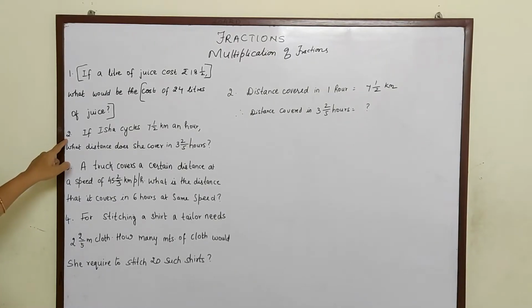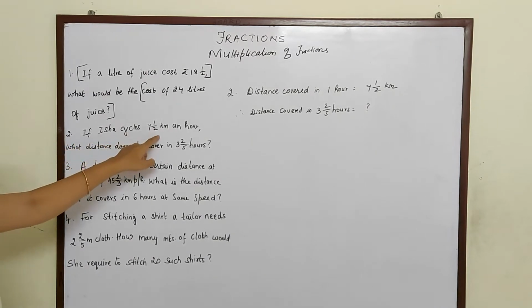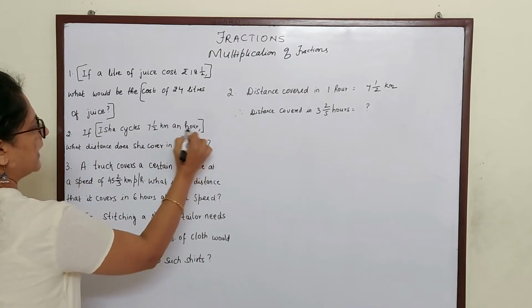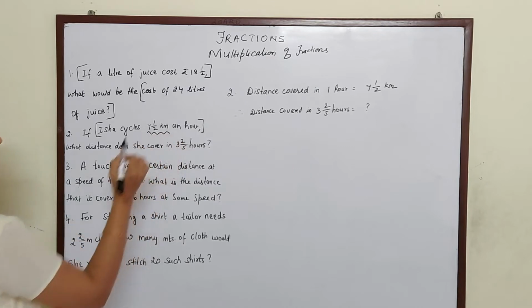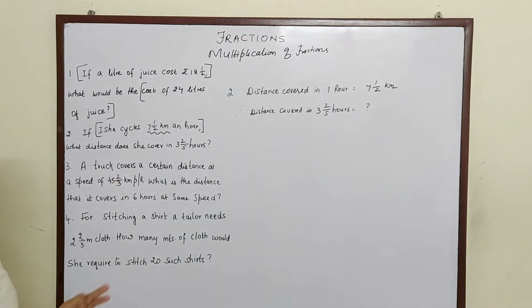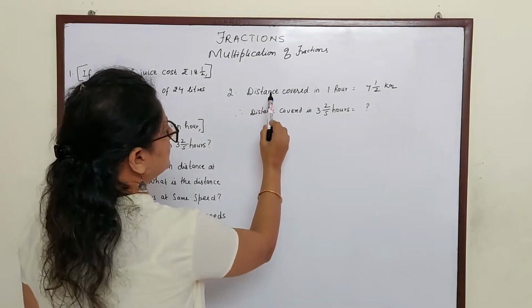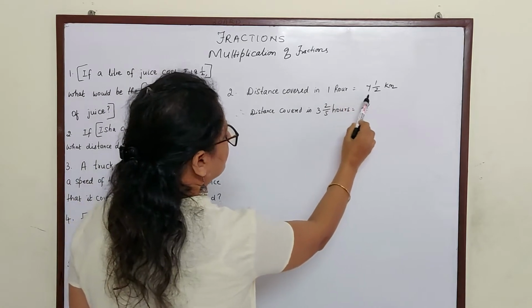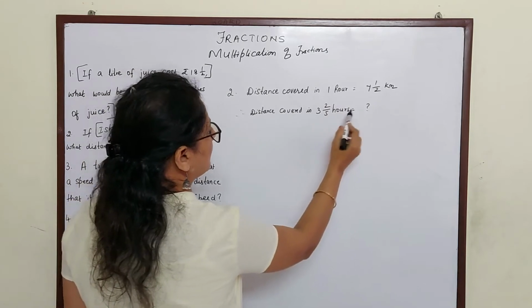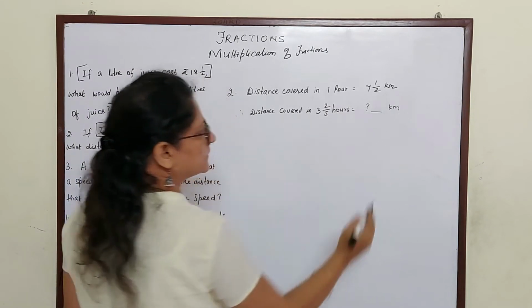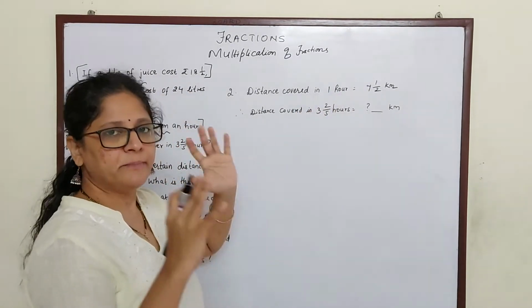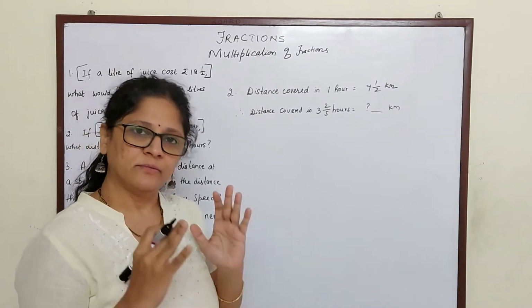So our next sum is, if Isha cycles 7.5 kilometer an hour. So Isha is cycling so much distance in an hour, 7.5 kilometer. What distance will she cover in 3 2 by 5 hours? So let us write the first information. Distance covered by Isha in 1 hour is 7.5 kilometer. So distance covered in 3 2 by 5 hours will be how many kilometers? Now here the information for 1 hour is given and they have asked for many hours. So it is a case of multiplication.